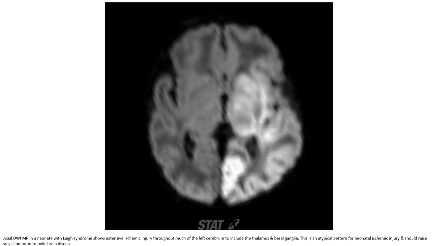DWI MRI in a neonate with Leigh syndrome shows extensive ischemic injury throughout much of the left cerebrum, to include the thalamus and basal ganglia. This is an atypical pattern of neonatal ischemic injury and should raise suspicion for metabolic brain disease.